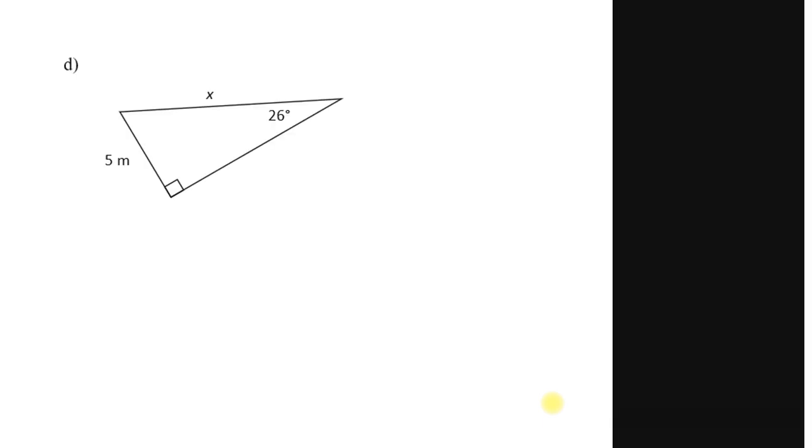Here we have a reference angle of 26 degrees, and we're asked to find side x. Relative to the 26-degree angle, x is the hypotenuse. Our opposite is 5 meters. So our trig ratio dealing with opposites and hypotenuse is the sine. So we can say the sine of 26 equals opposite over hypotenuse. The sine of 26 equals 5 over x.